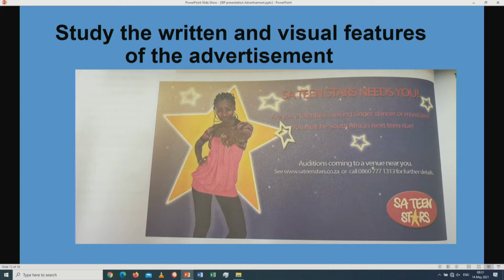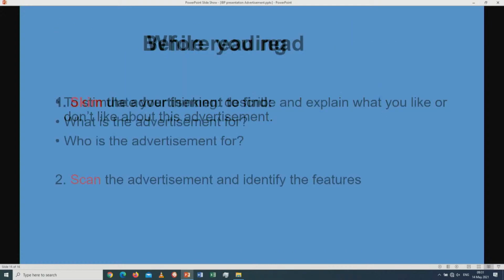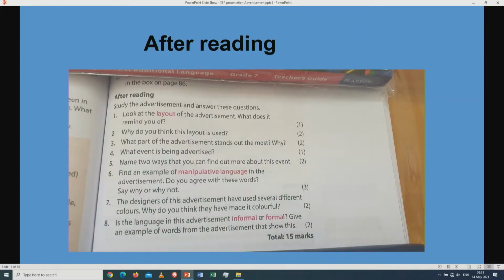Okay, let's move on to the next question. Question number 7, we are almost done reading the questions. The designers of this advertisement have used several different colors. Why do you think they have made it colorful? Let's read again. The designers of this advertisement have used several different colors. Why do you think they have made it colorful?